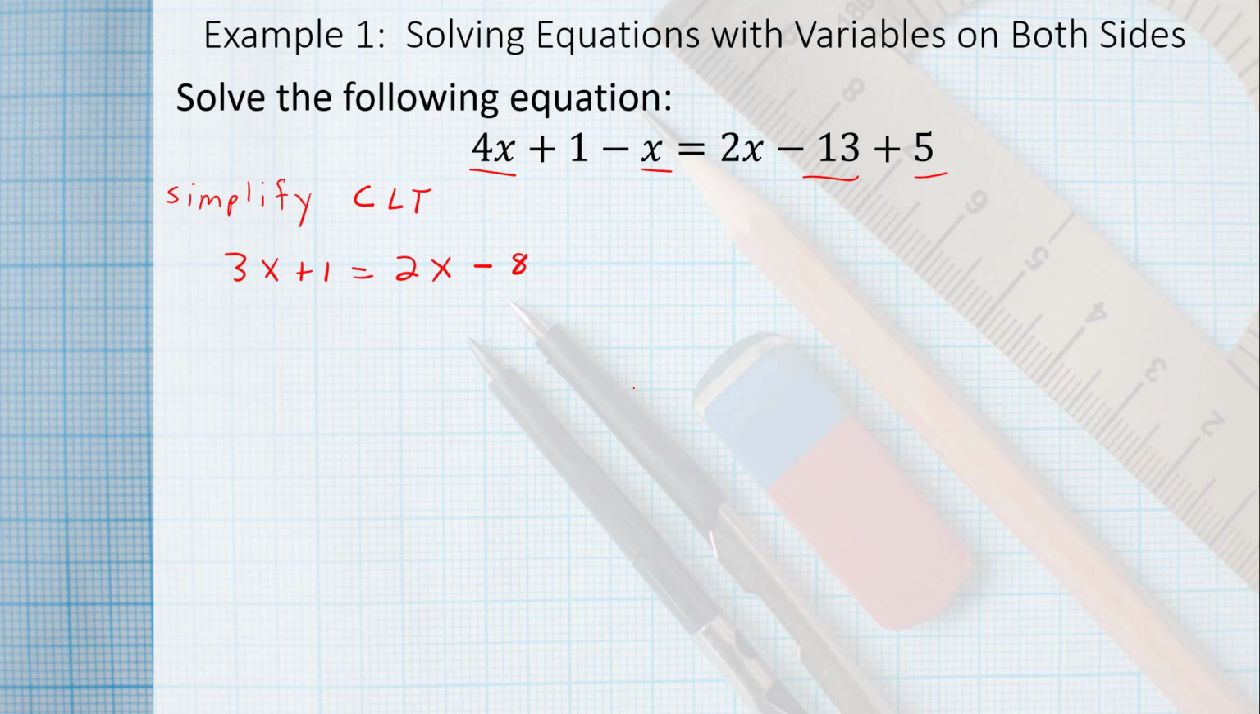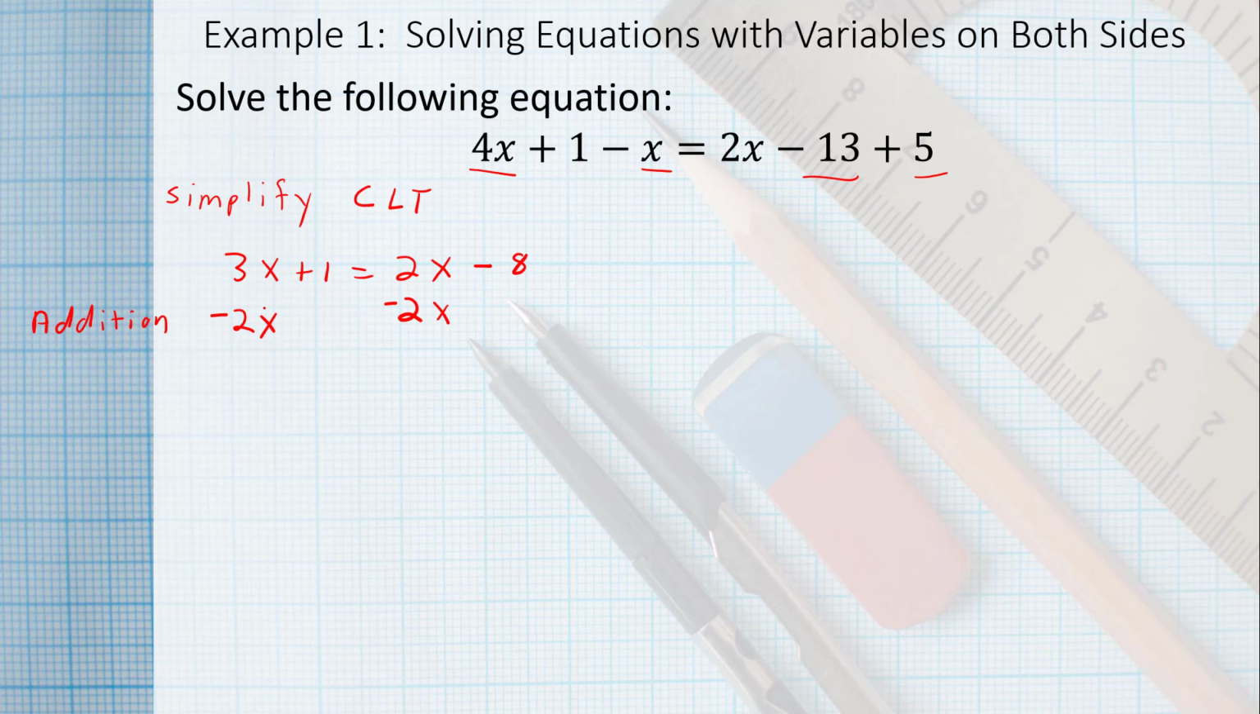Okay, once you've done that, we now want to use the addition principle of equality to move terms around. Specifically, we want all the terms with an x on one side of the equation and everything else on the other side of the equation. In this case, I'm going to move this term over here, and I will do that by subtracting that amount from this side. And to maintain the equality, I'm going to subtract the exact same thing over here.